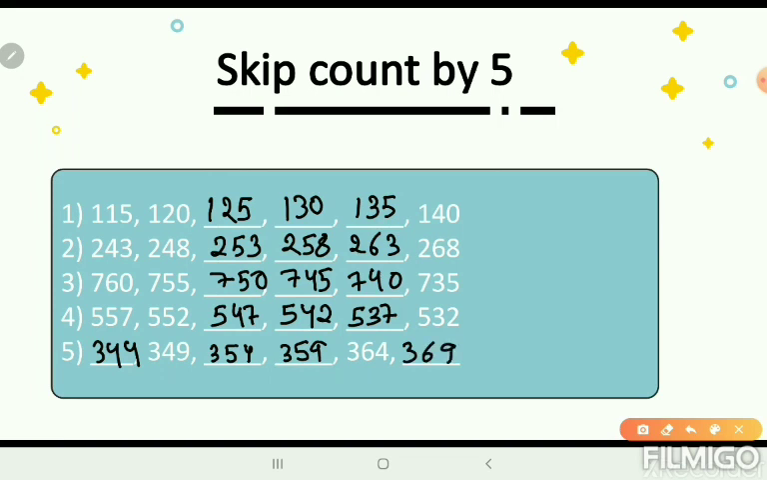Again we are skip counting by 5 here. So just see the pattern again formed in question number 5. The ones place 49, 49, 49. So whenever we are skip counting by 5, either forward or in backward way, there is always a pattern formed.